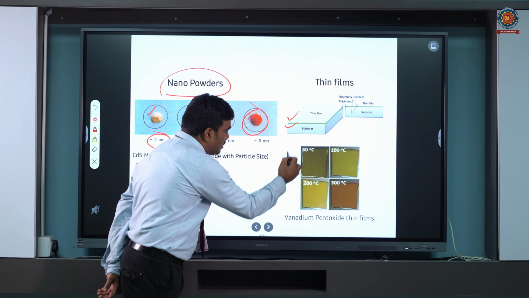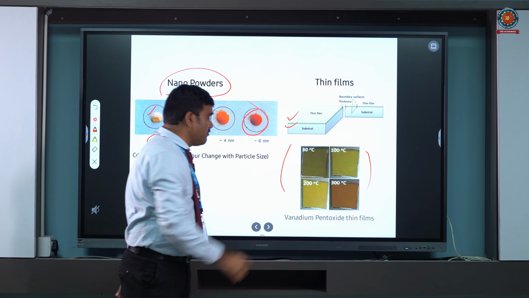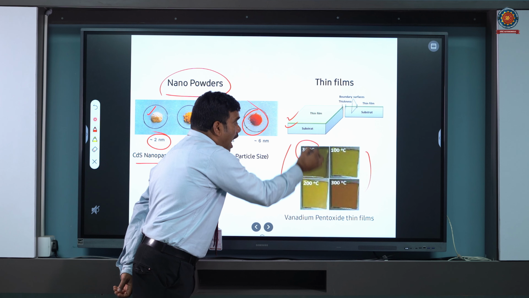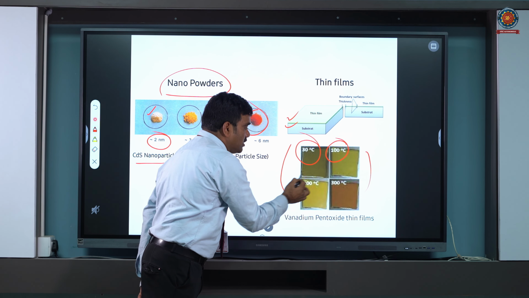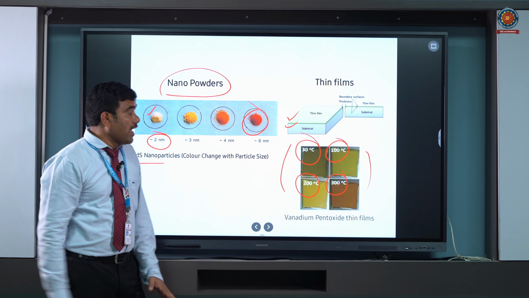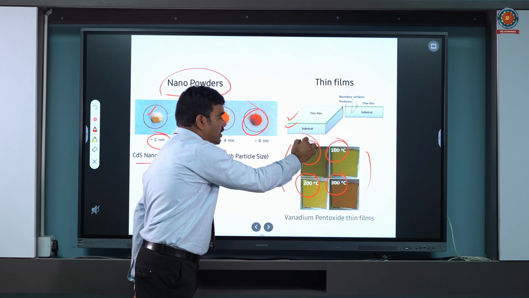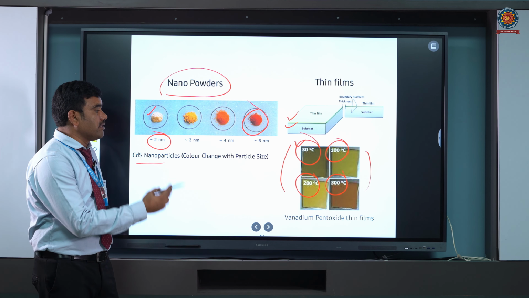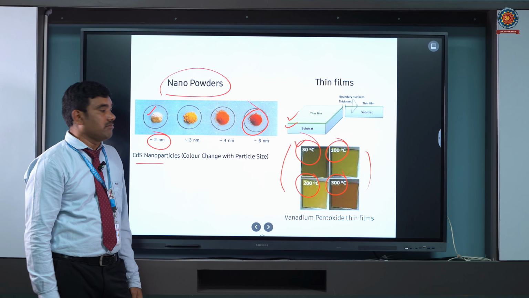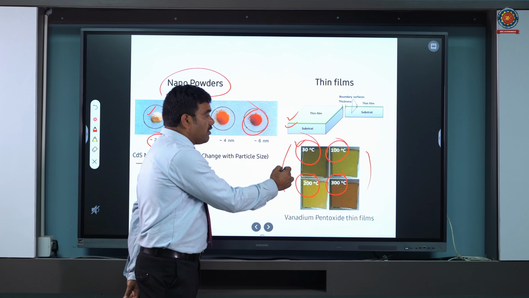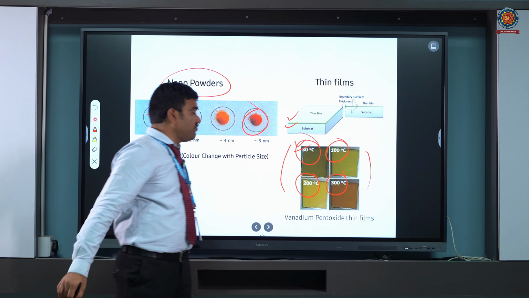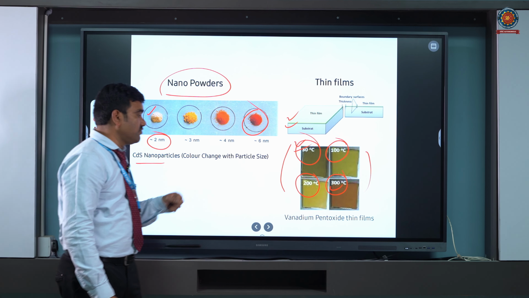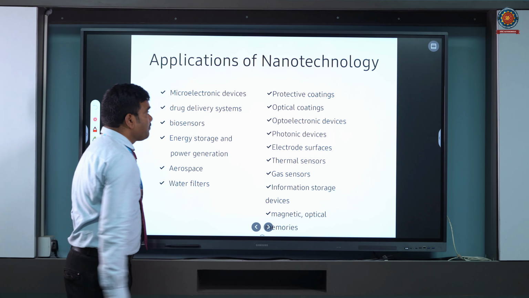See, these 4 thin films are vanadium pentoxide thin films. Here, these are annealing temperature thin films: at 30 degrees, 100 degrees, 200 degrees, and 300 degrees annealing temperature. At 30 degrees, this film has a different color. At 300 degrees, this film has a different color.